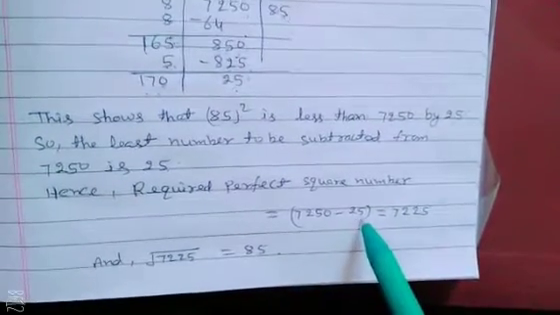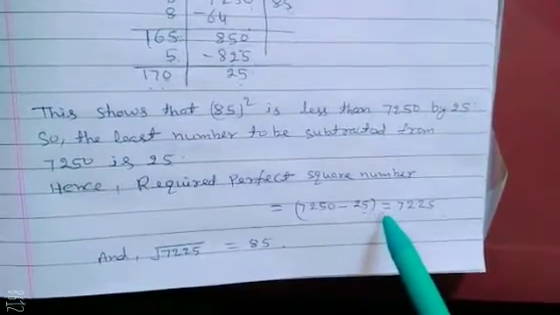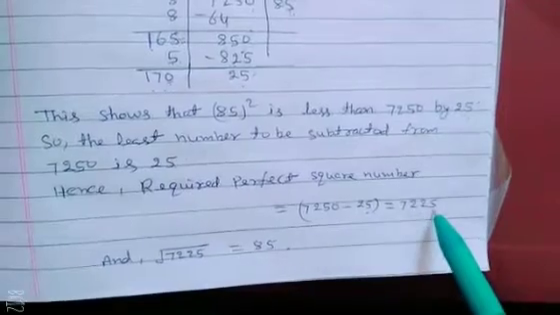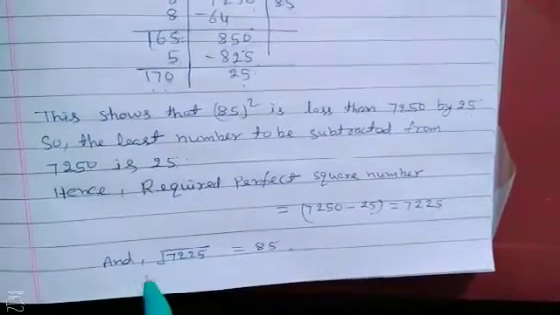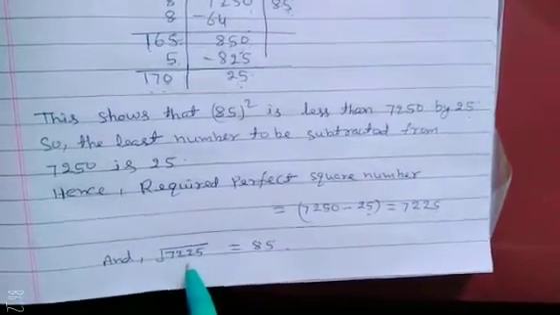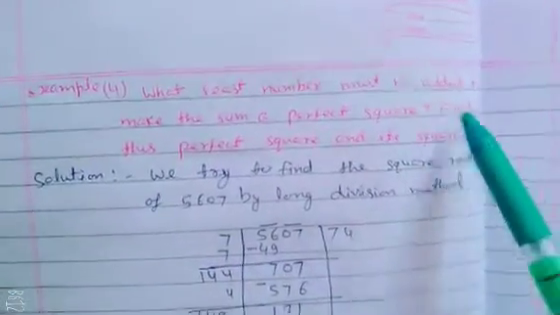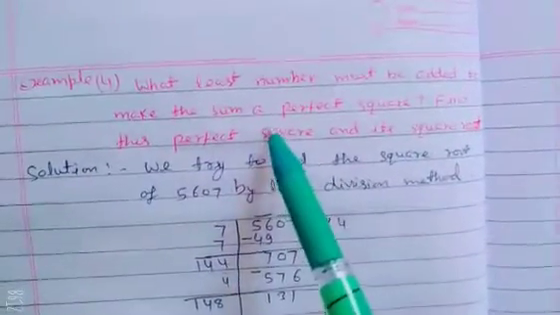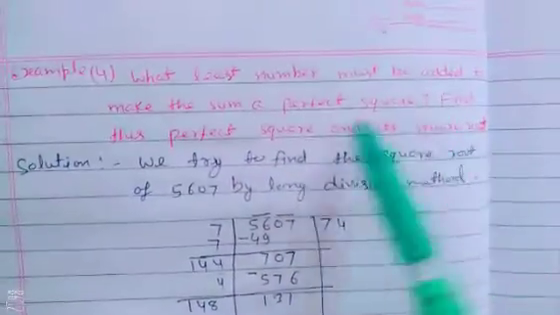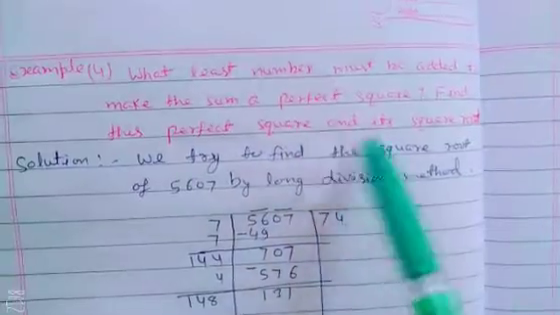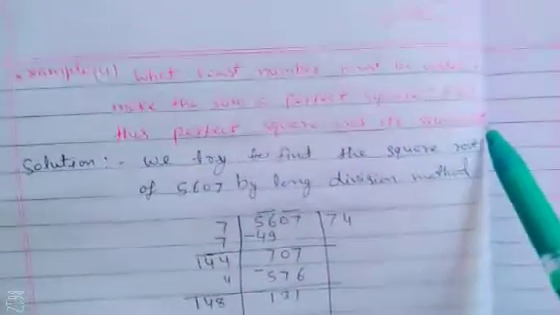Hence, required perfect square number equals 7250 minus 25 equals 7225, and the square root of 7225 equals 85. Example 4. What least number must be added to 5607 to make the sum a perfect square? Find this perfect square and its square root.